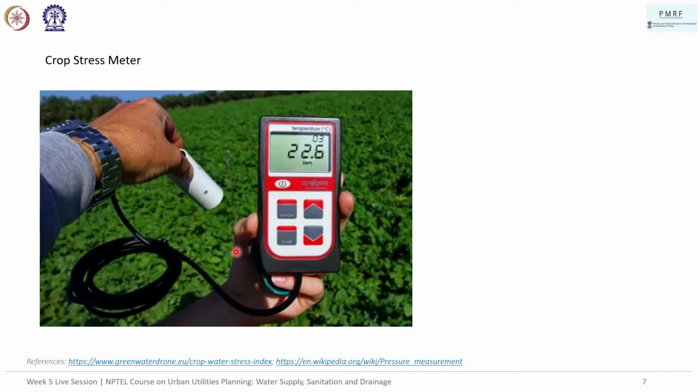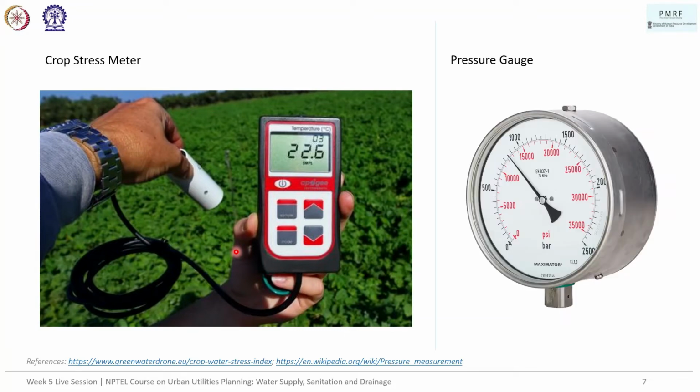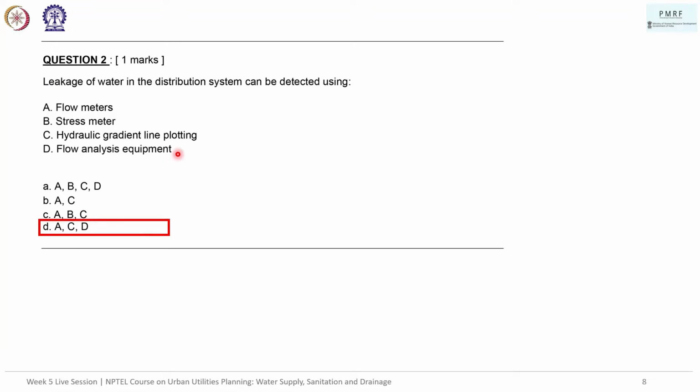So what do we use for differences in pressure? We use a standard pressure gauge to detect the so-called stress in layman's terms. So don't confuse between these two. Stress meters are usually used for crop stress, water stress in crops. So that's our first question. The answer is A, C, and D. We have flow meters, hydraulic gradient line plotting, and flow analysis equipment.